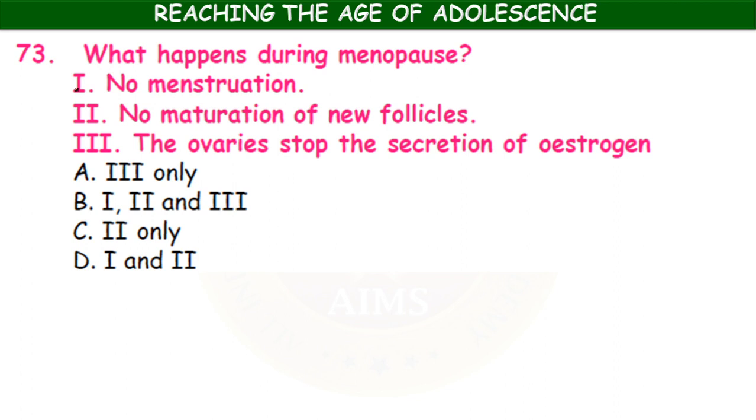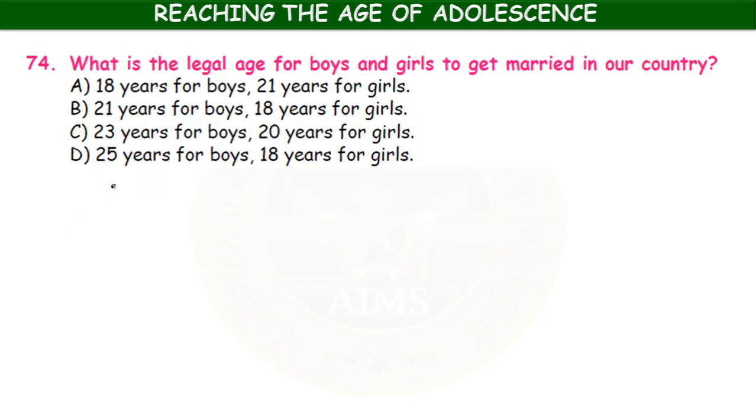What happens during menopause? No menstruation, no maturation of new follicles. The ovaries stop secretion of estrogen. Means hormonal secretion is also not up to the mark. So all the three. What is the legal age for boys and girls to get married in our country? For boys it is 21 years and for girls it is 18 years. But now it has been changed, I think so.